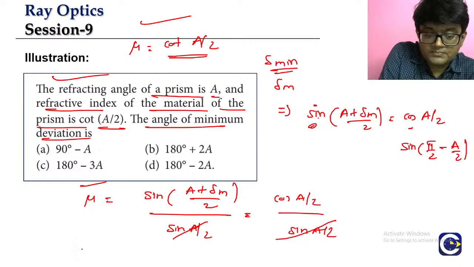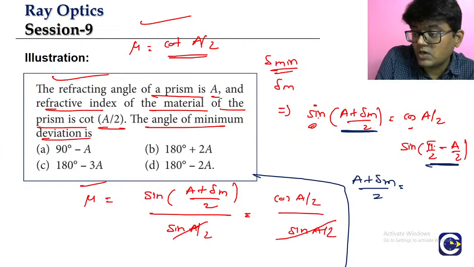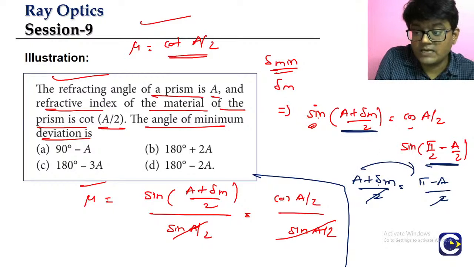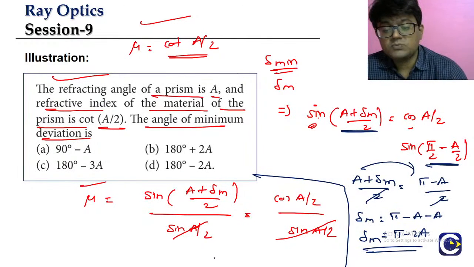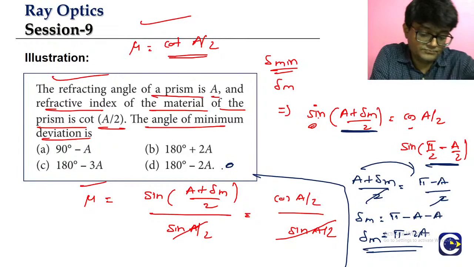From both of them we can say the angles inside are equal. If we equate the angles inside, A plus delta minimum by 2 is equal to pi minus A by 2. The 2 and 2 will be cancelled. We will take the A to the right side, it will become minus A. So delta minimum is equal to pi minus A, and one more minus A will go there, so pi minus 2A. That is our delta minimum. Check it, students. Pi is 180, so delta minimum must be 180 minus 2A.